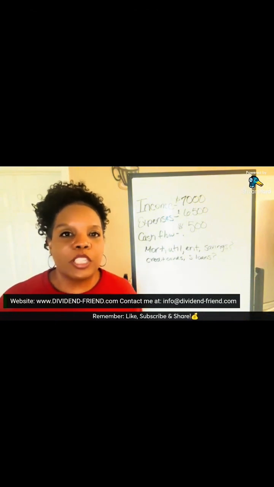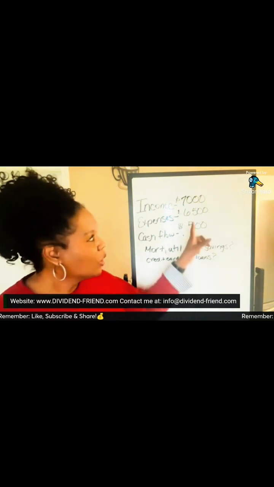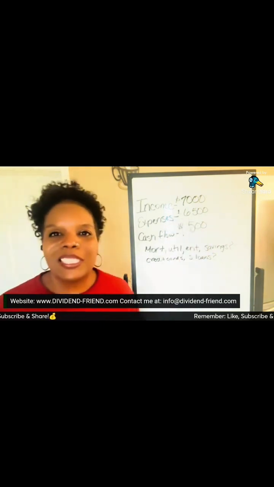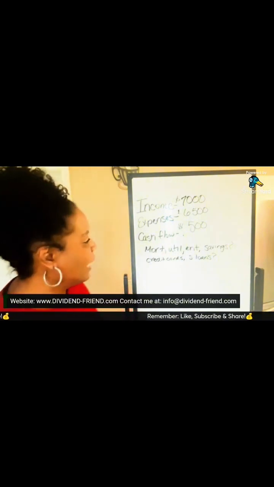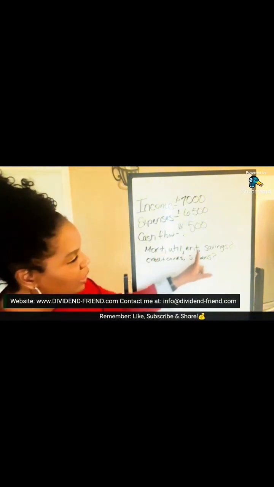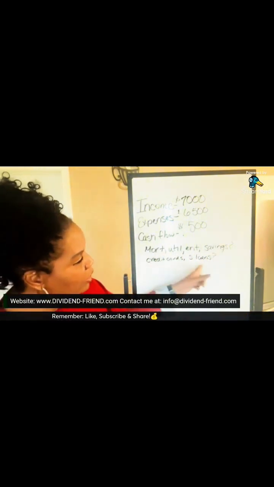But if you don't know your numbers and know where your money is going, guess what? You're losing. You're already at the bottom end of it. So instead of you saying, okay, these are my expenses, break down where your expenses are at. Categorize them: your mortgage, your utilities, your entertainment, your savings, credit cards, your student loans.